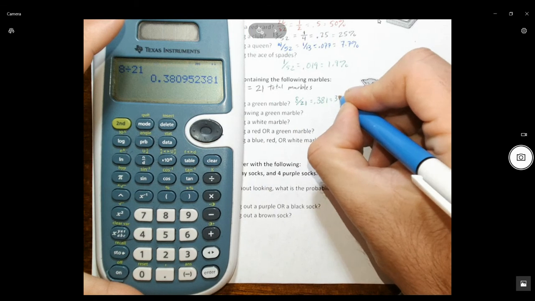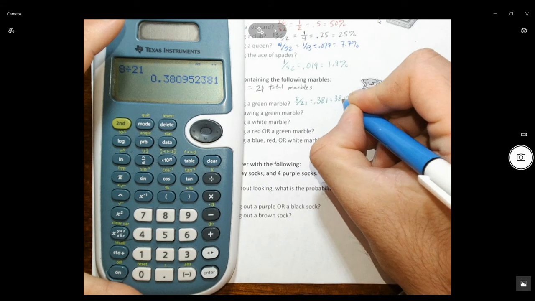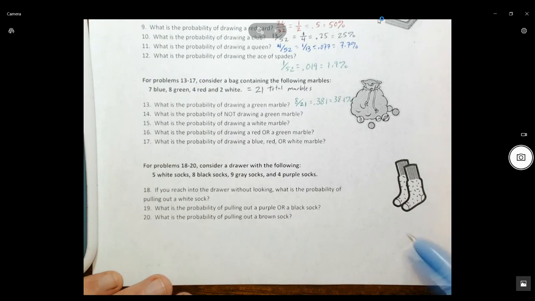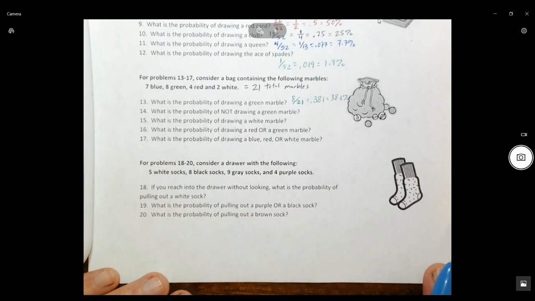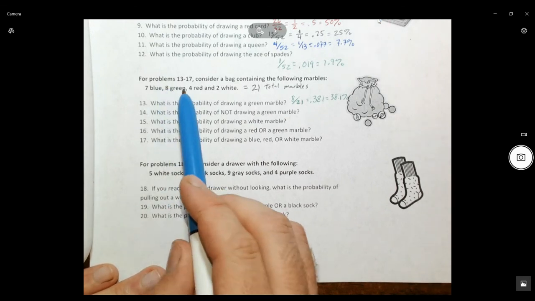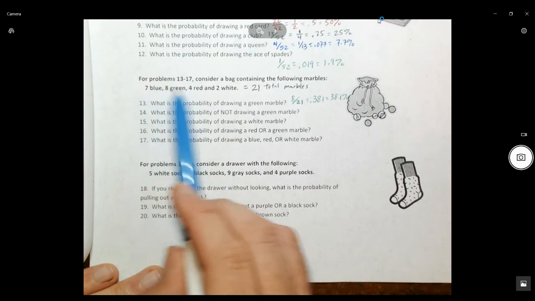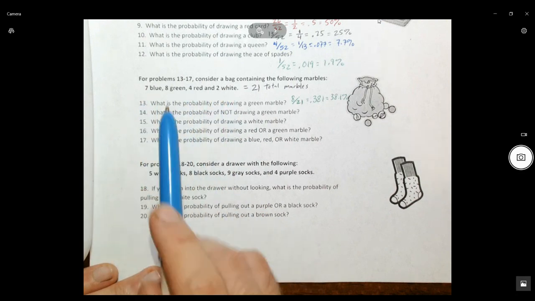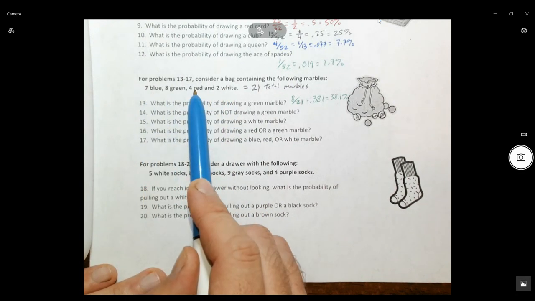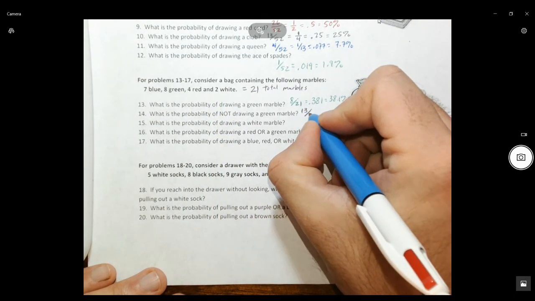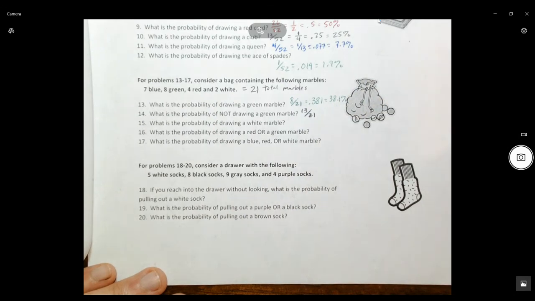I get 0.381, which is 38.1%. Okay, next question. What is the probability of not drawing a green marble? So getting anything but a green. Alright, so I know I cannot draw a green, but I can draw a blue, I can draw a red, or a white, because those are all the not green marbles. So if I do 7 plus 4 plus 2, I end up getting 13 marbles that are not greens out of the 21.